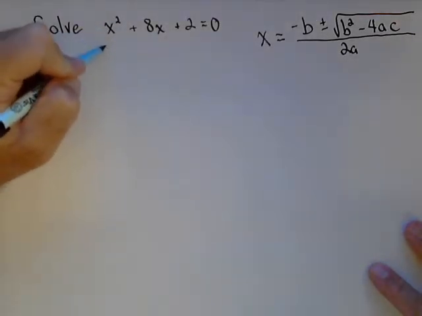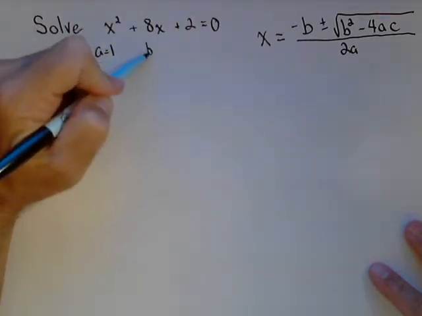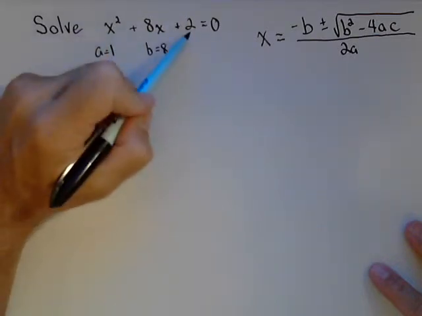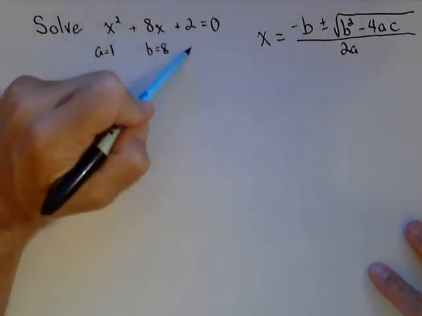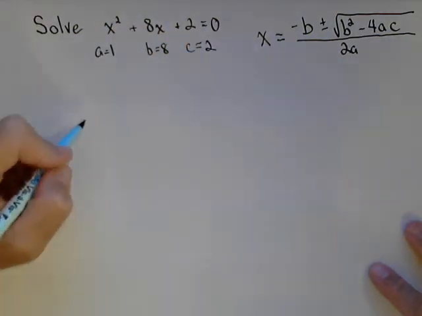So a is the coefficient of x squared, so a equals 1. b is the coefficient of x, so b equals 8. And c is whatever our constant coefficient is. In this case, it's 2. And there's our a, b, and c.